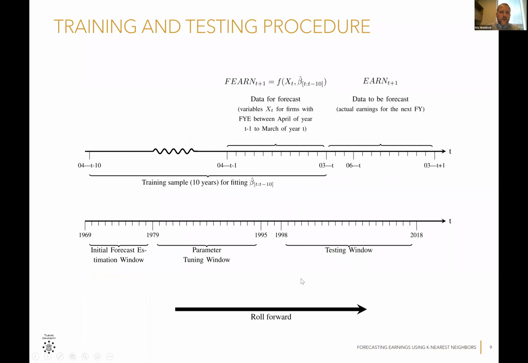Okay, so I think we've talked about this, and now just going through the mechanics of how we do this. What we're talking about right now is how we're gonna choose the parameters: the variables to match on, and how many neighbors. We do that using this holdout sample from 1979 to 1995. Once we choose the optimal model and parameters, we test the performance against competing models over the period from 1998 to 2018.